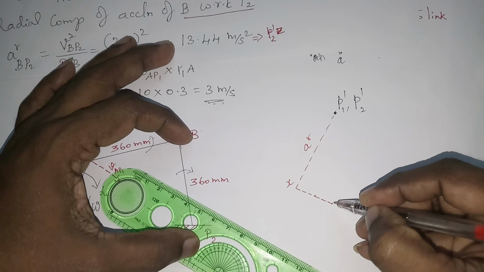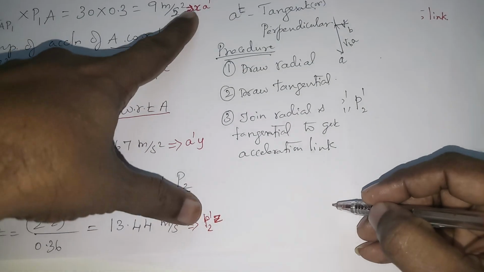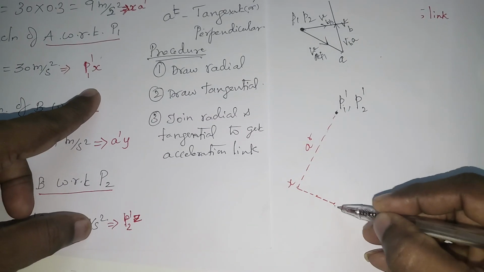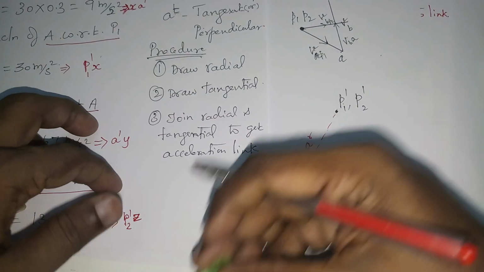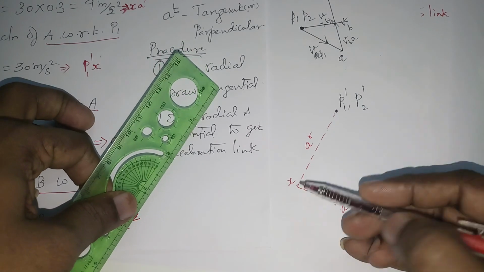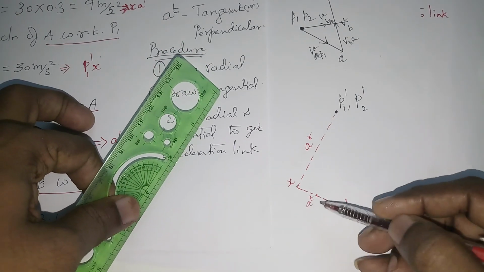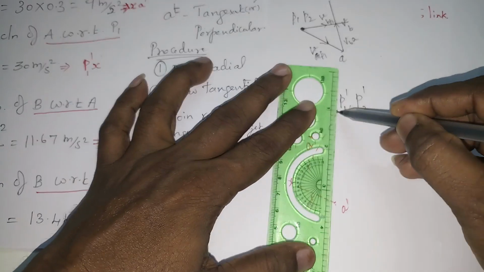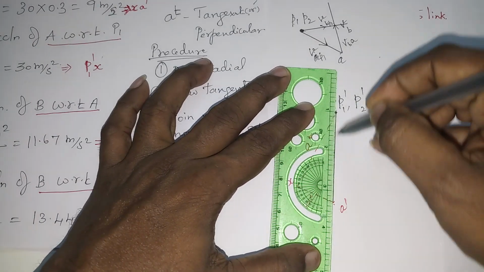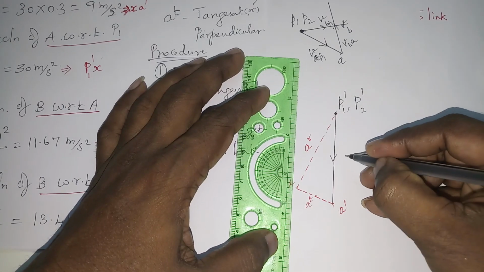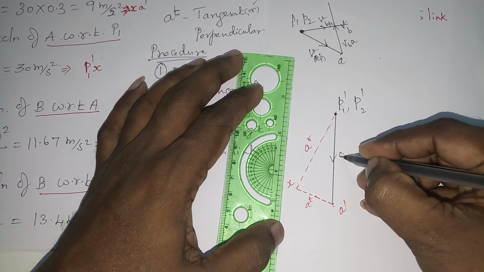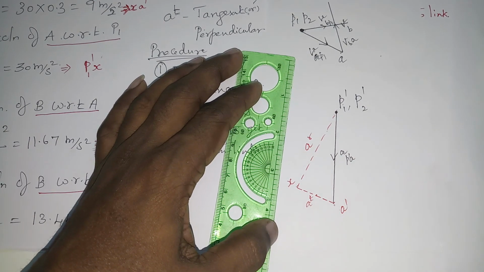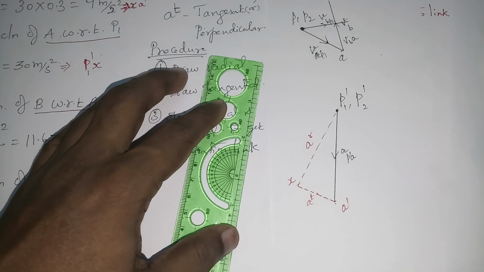Okay, now I told you the notation will be x a dash. So already P1x is given and this is x a dash. This is the radial component and this is the tangential component for the input link. Now connect this link to get the acceleration link. Now I am connecting this one with this one. This is acceleration P1 A.